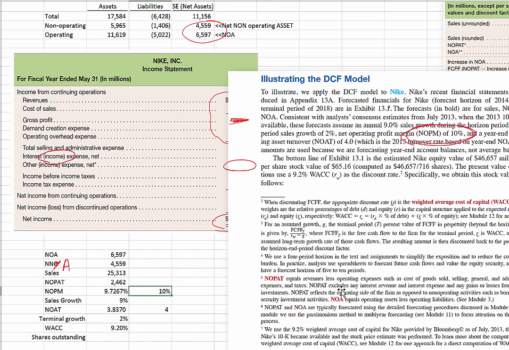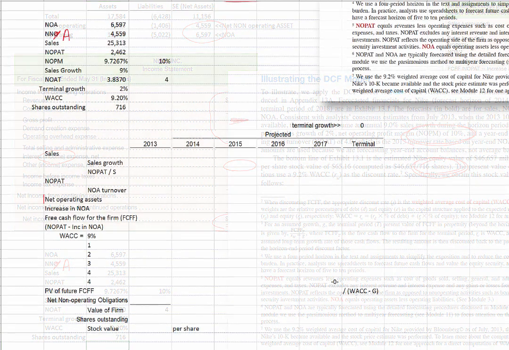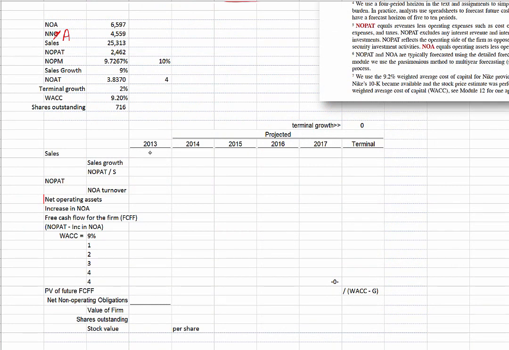Shares outstanding, where are they? Right there. 716 shares outstanding. And I think that's all the information that we need to do our analysis. So let's do our analysis. First of all, let's drop in sales right there from my input area. It's always a good idea to have a separate input area and analysis area. So let me go get sales right there.